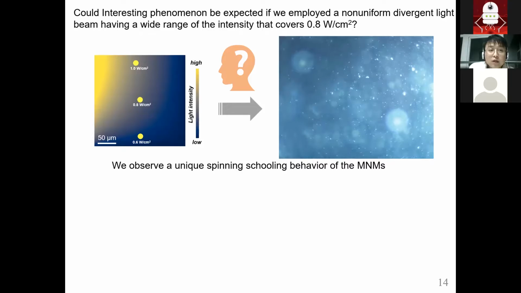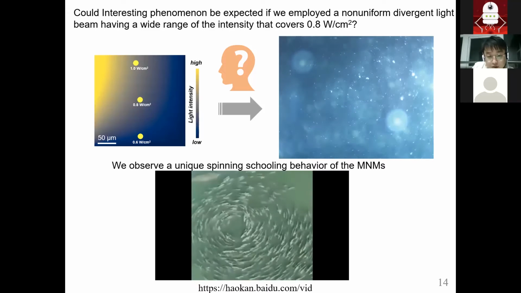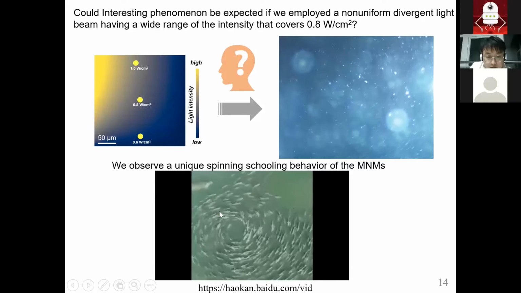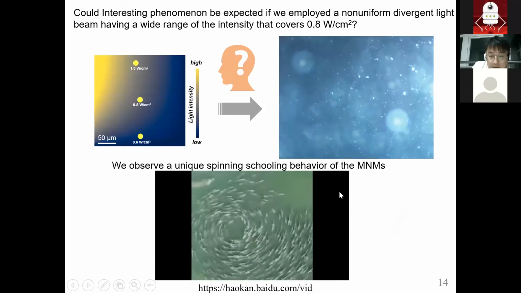In this video, the local light intensity dependent phototaxis leads to a unique spinning schooling behavior of the micromotors. In other words, we observe the unique spinning schooling behavior of the current micromotor. I think it resembles the schooling behavior of a fish swarm.